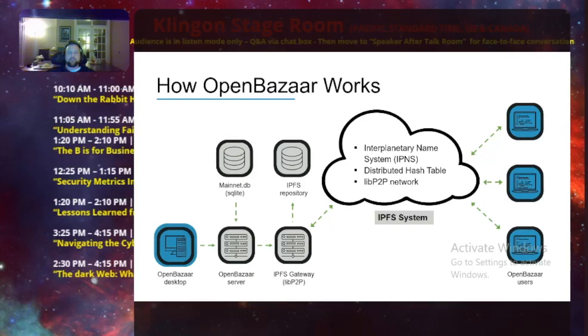But in the center of the screen, you should see Interplanetary Name System, or IPNS. What that is, is a system for creating and updating mutable links to IPFS, or Interplanetary File System, content. So backing up a bit, objects in the Interplanetary File System, or IPFS, are content addressed, which means that their address changes every time their content does.